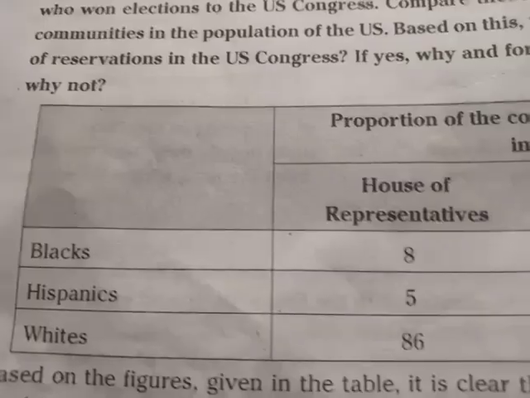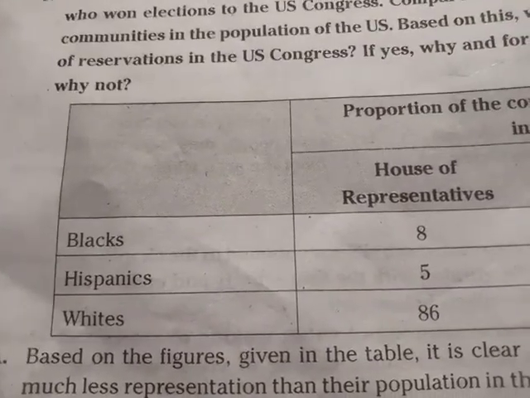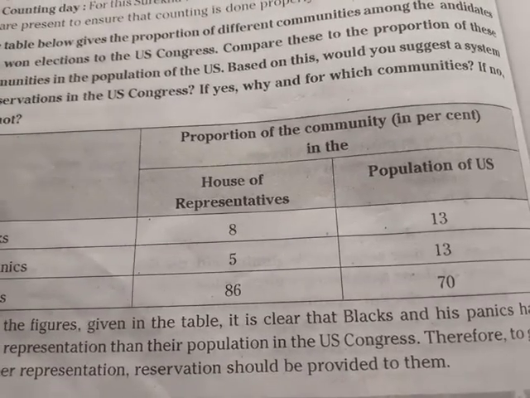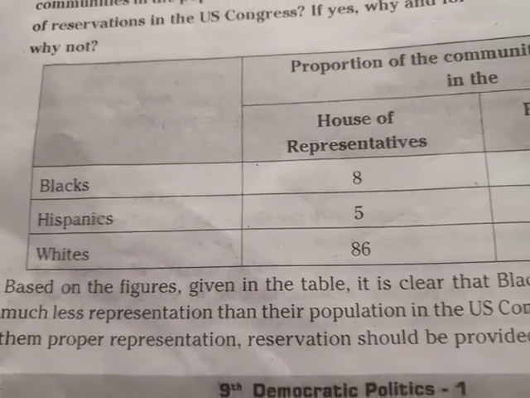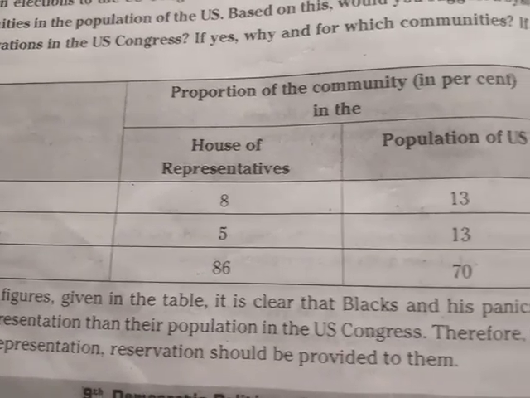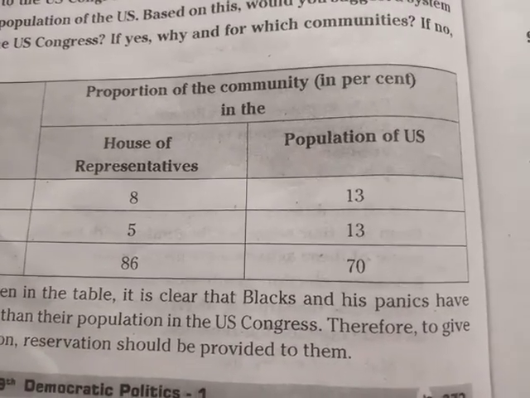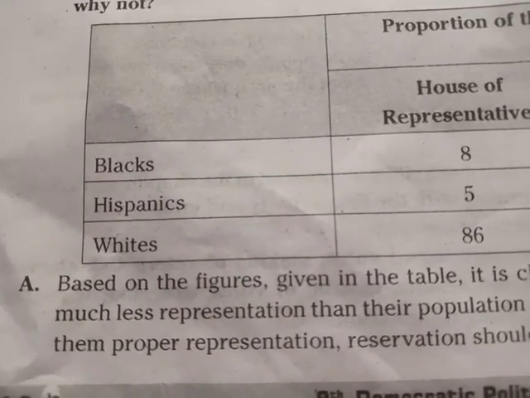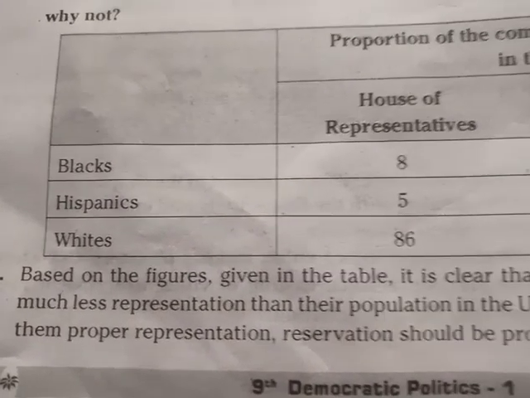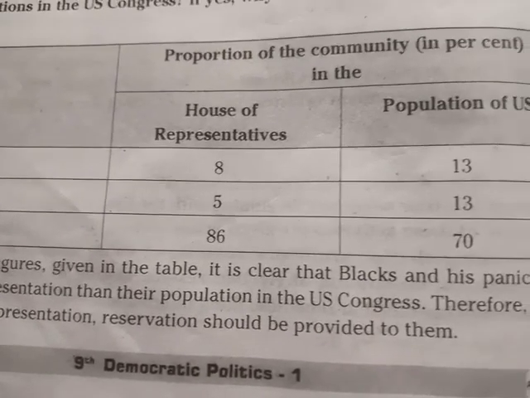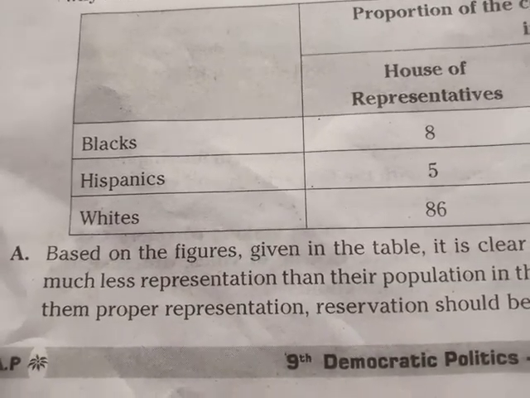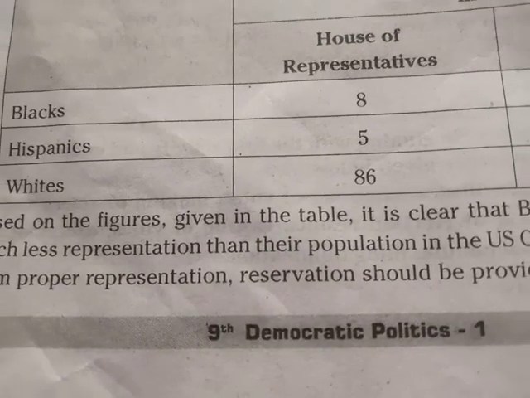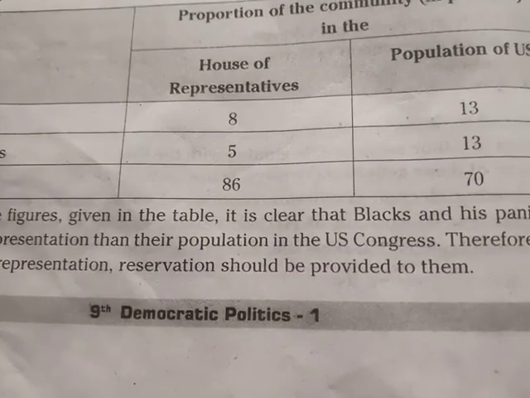Population of US: blacks 8.13, Hispanics 5.13, whites 86.70. Answer: based on the figures given in the table, it is clear that blacks and Hispanics have much less representation than their population in the US Congress. Therefore, to give them proper representation, reservation should be provided to them.